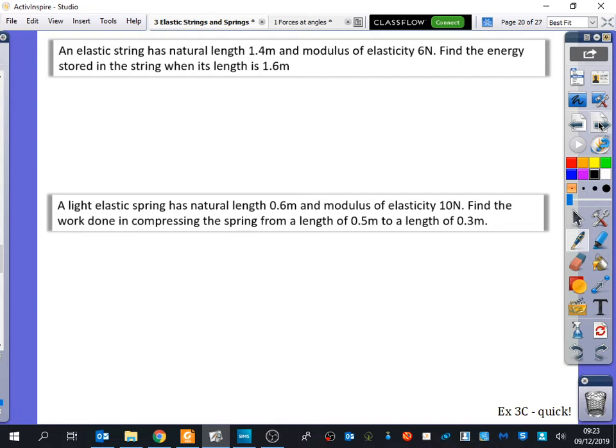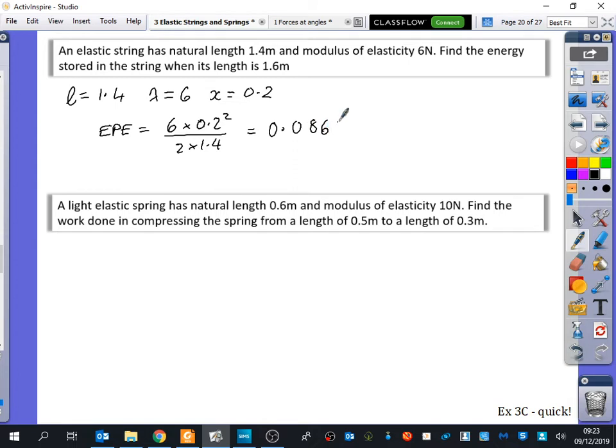I mean, this is really just substituting straight into a formula. Natural length 1.4, modulus of elasticity 6. What's the value of x? 0.2. So the elastic potential energy is lambda x squared over 2L. Just put it in your calculator and you get your value. So that's 6 times 0.2 squared divided by 2.8. So the elastic potential energy is 0.086 joules to 2 significant figures.